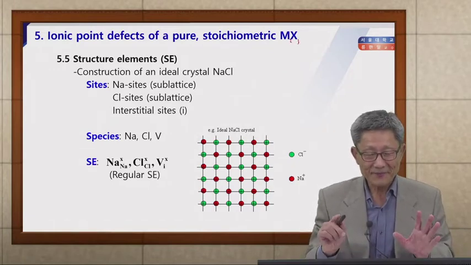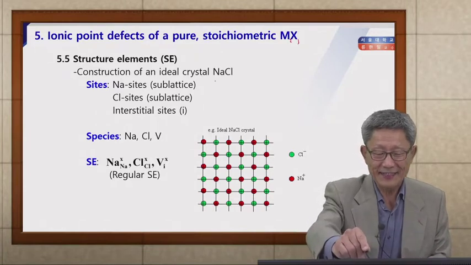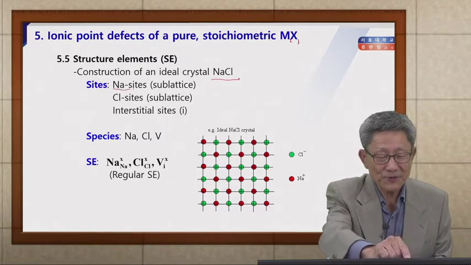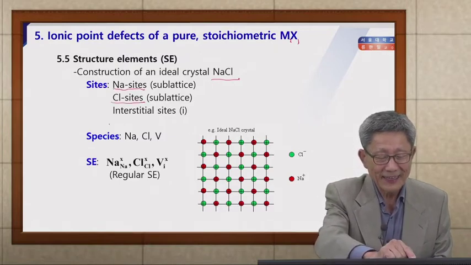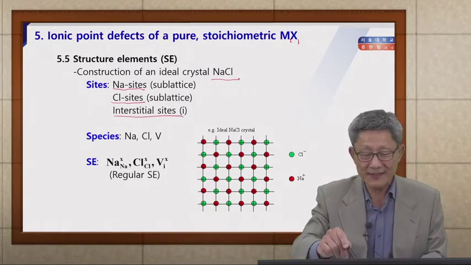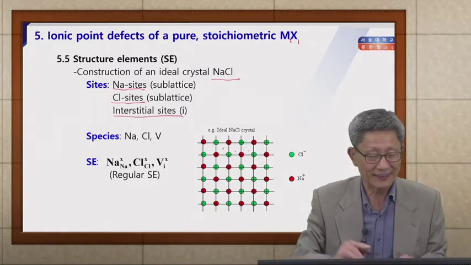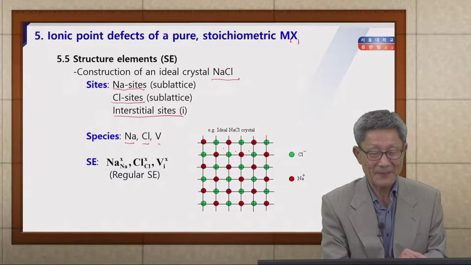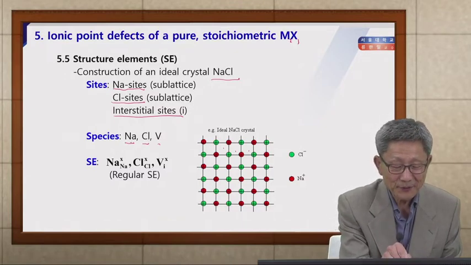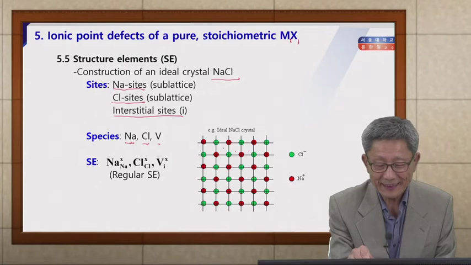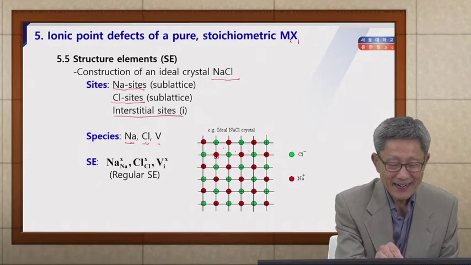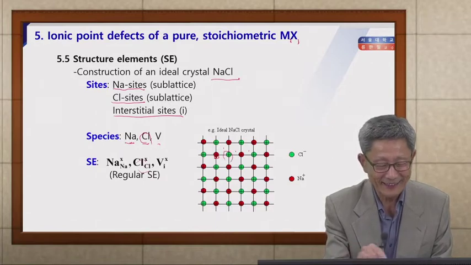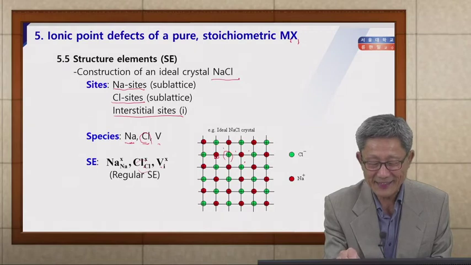Okay, let's construct this ideal crystal first. Let's say sodium chloride. Then you have to put the sodium on sodium sites, the chlorine on chlorine sites, and the vacancy on interstitial sites, because the interstitial sites are supposed to be all vacant. Now you have these three species: sodium, chlorine and vacancy. Then we put the sodium on a sodium site, this red stuff, chlorine on a chlorine site, so negative ion on a negative site, yes? And the vacancy on an interstitial site.